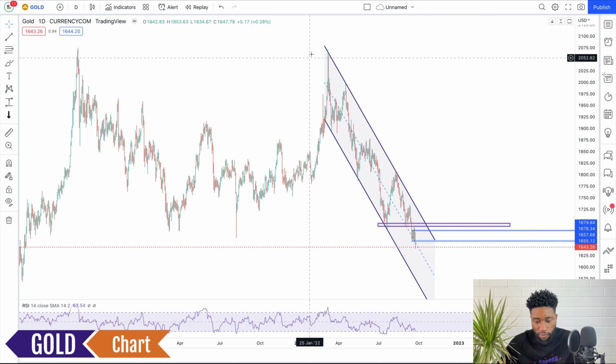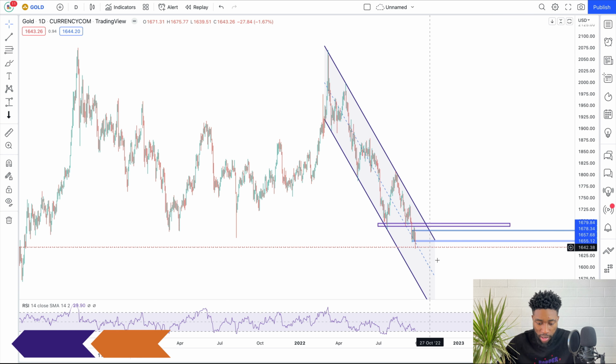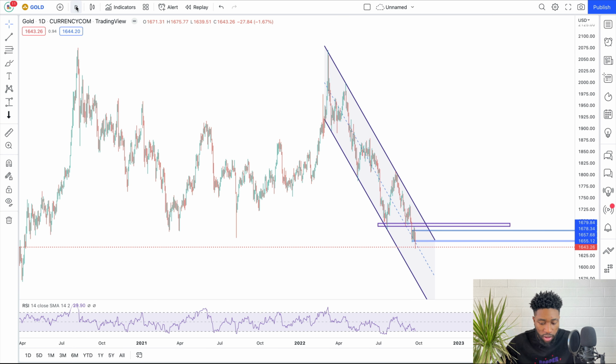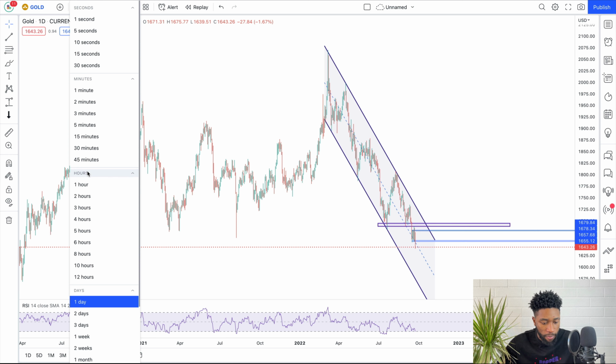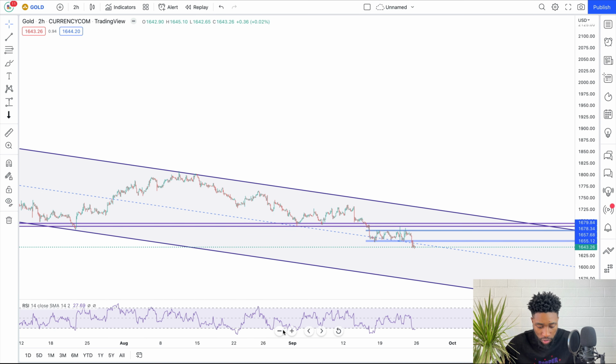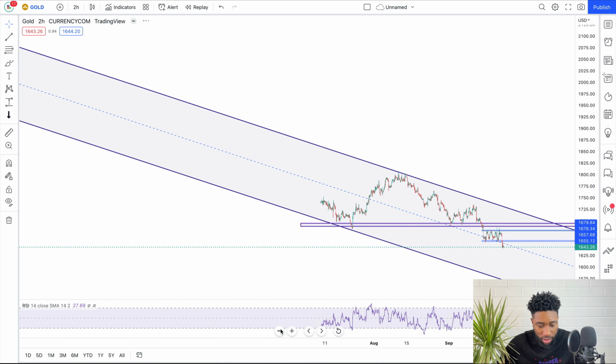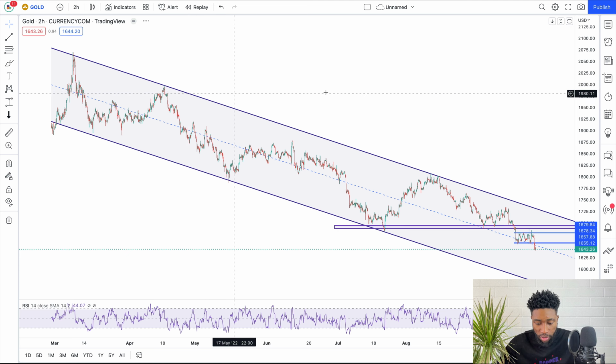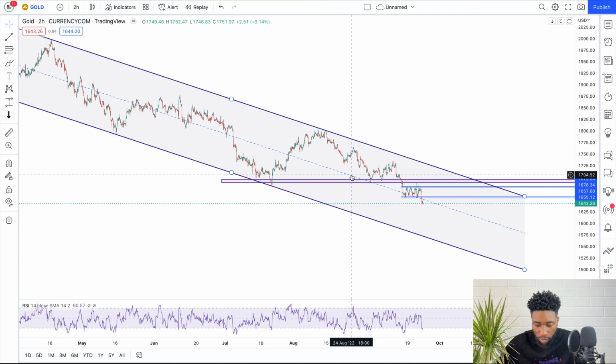We're going to focus more on what's going on down here and how we can take advantage of this bearish price movement in gold. So now moving on to the lower time frame. I'm going to start with the 2 hour chart. On the 2 hour chart, we are clearly within this bearish channel on gold. Now we can clearly see that we broke through this area of value.